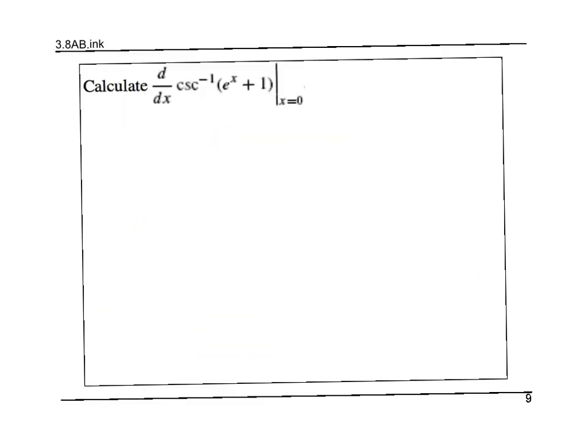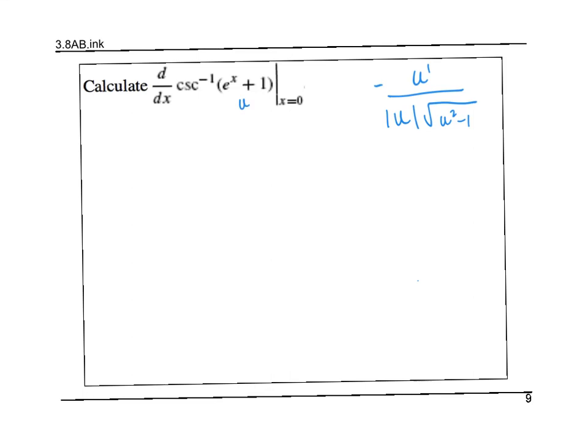Okay, last example for this lesson. We're looking at cosecant inverse. I'm not going to prove it this time, I'm just going to take the rule. Cosecant inverse of e to the x plus 1 when x is 0. We're using the rule negative u prime divided by absolute value of u times the square root of u squared minus 1. Our u in this case is e to the x plus 1.